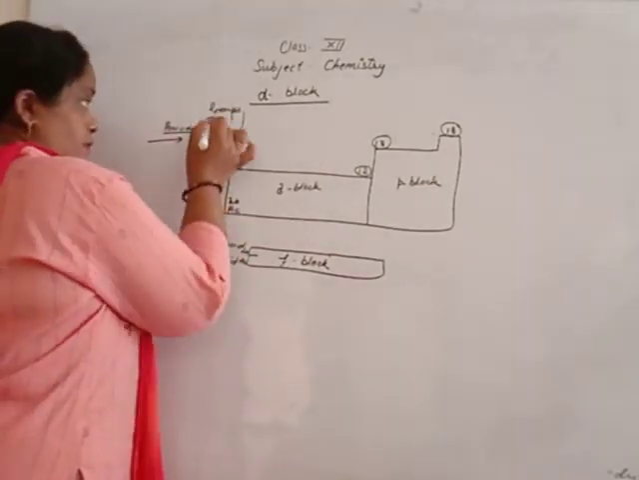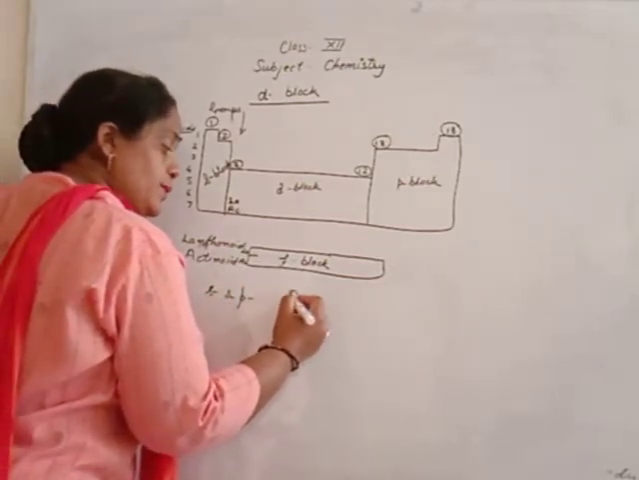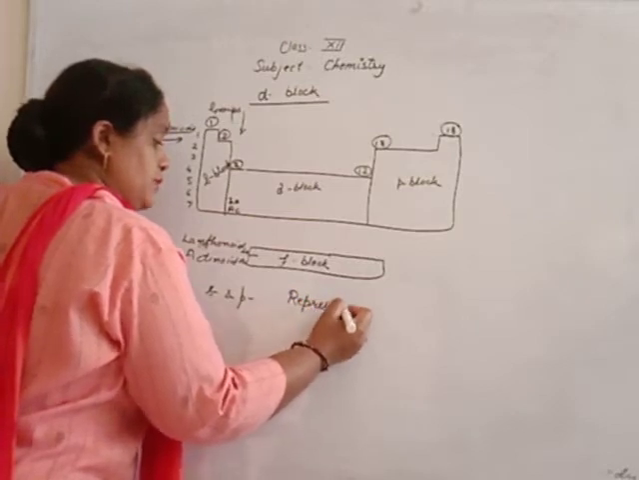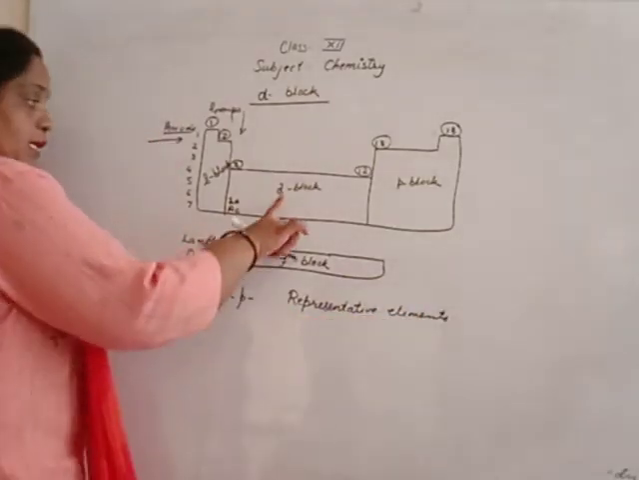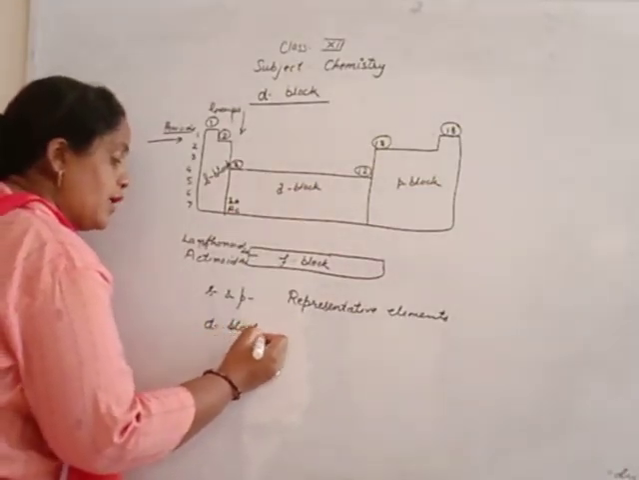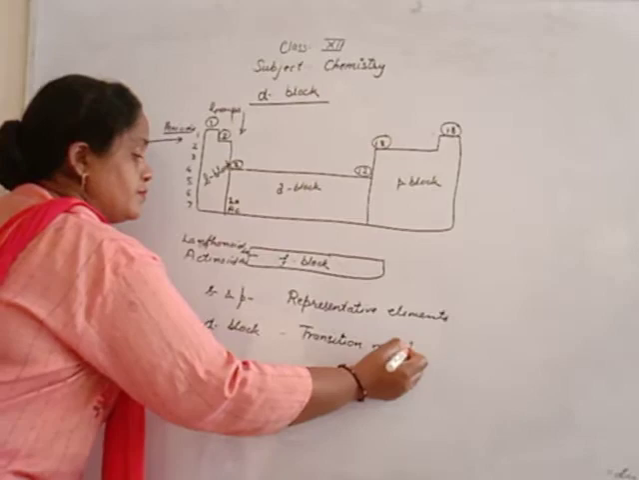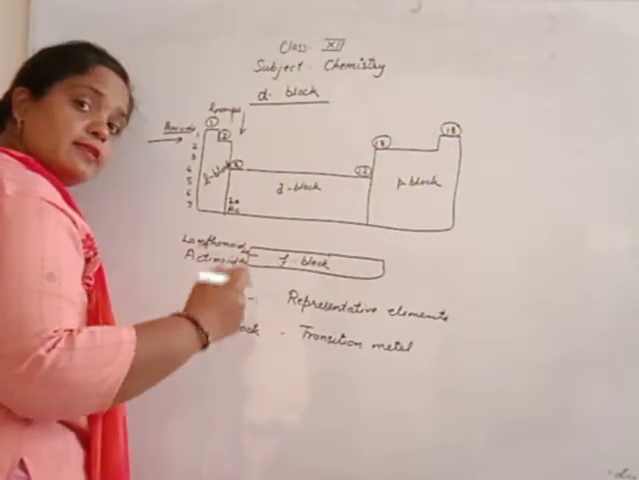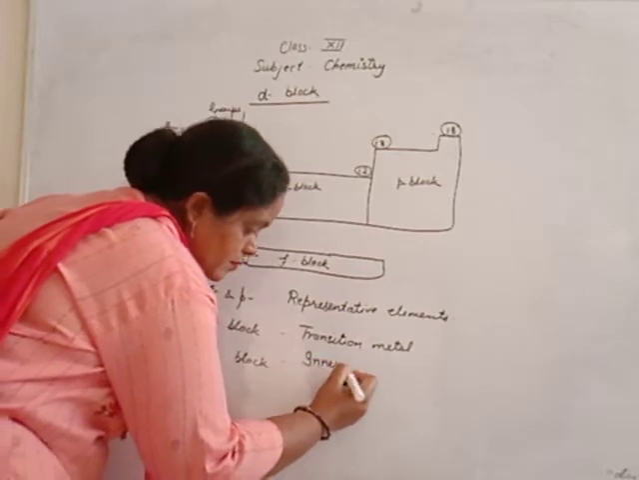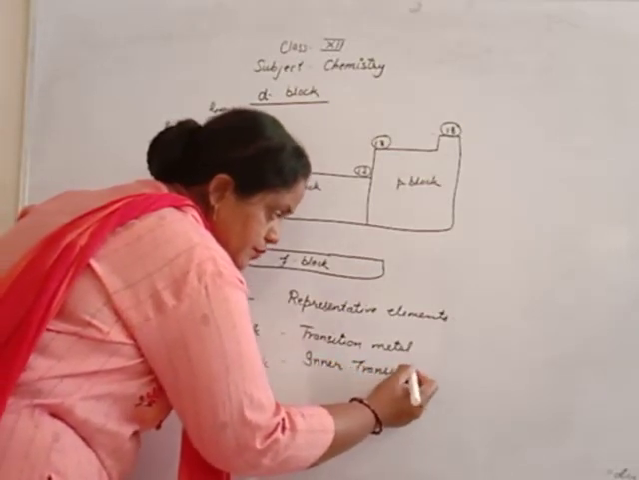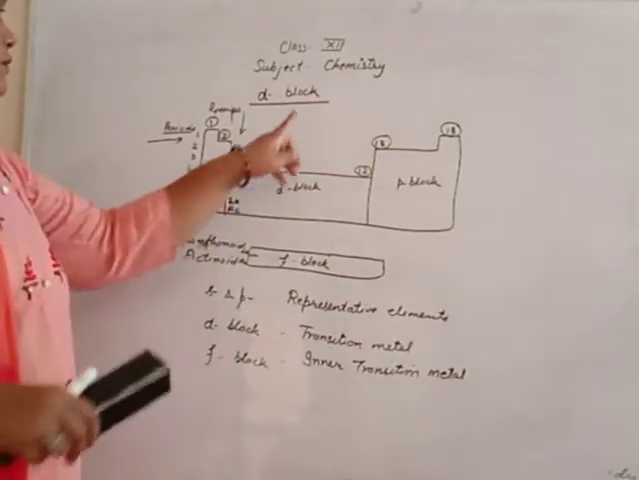Beta, groups 1, and 13 to 18, that is the s block and p block, are known as representative elements. Then the d block elements are known as transition elements or transition metals. The f block elements are present inside the transition metals, so they are known as inner transition elements, or inner transition metals, because all are metallic in nature. Our topic is d block.